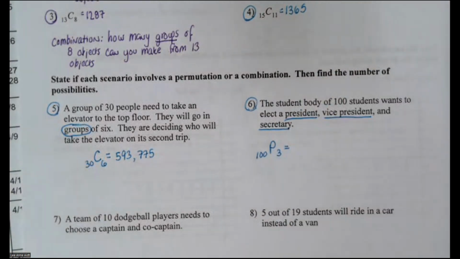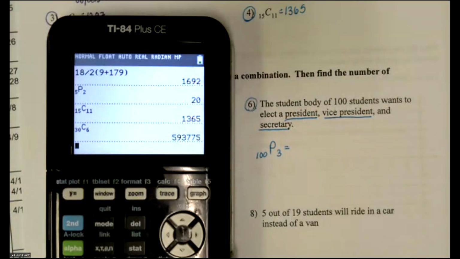Jacob is the master of combinations and permutations. Or it's just that you sit right next to me.